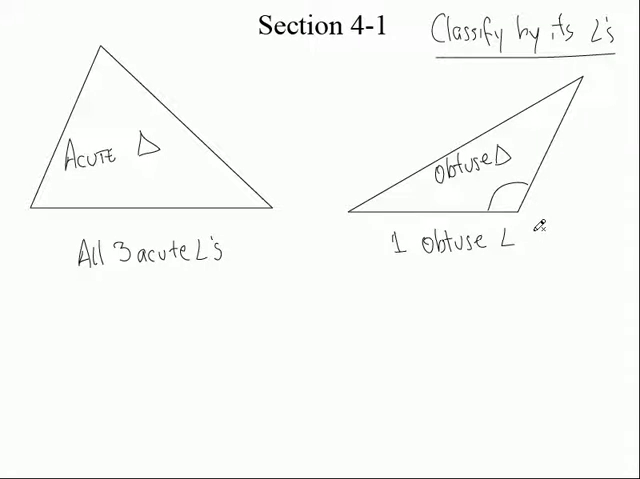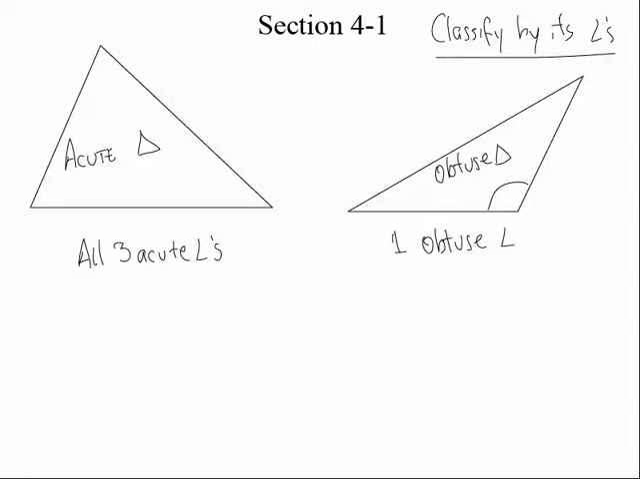1 obtuse angle. Look, could you even have 2 obtuse angles? No, because watch. What if this line right here went like this to make an obtuse? Could you even make a triangle out of it? You couldn't, could you? So you can't have more than 1 obtuse angle. Everybody with me on that? You can only have 1. If you have 1 obtuse angle, then it's an obtuse triangle.